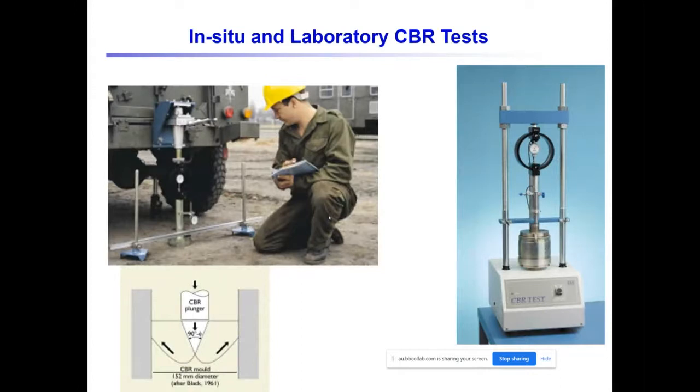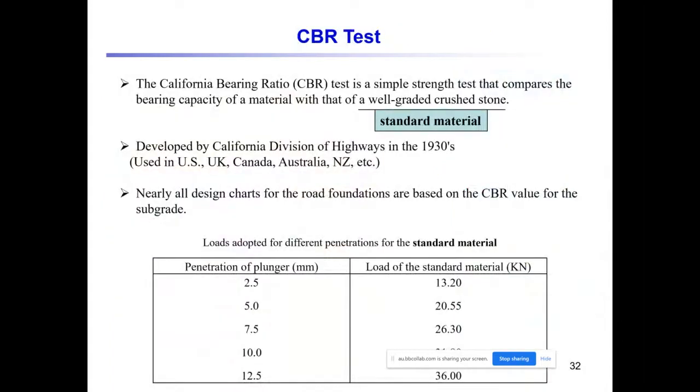All right, briefly, I'm going to review this CBR test, and after that, I will continue the rest of the lecture. For the CBR test, you can conduct the test in the field, or you can bring the sample to the laboratory and conduct the test in the lab. I explained the definition of the CBR. CBR is the ratio of the strengths of the soil, the existing soil or the site soil, over the strengths of a well-graded crushed stone, which is called the standard material.